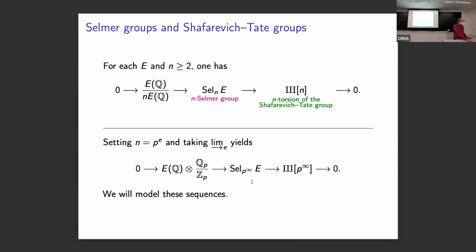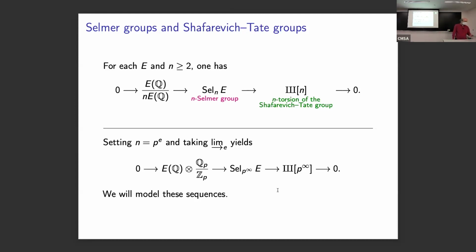And so we'd like to use this sequence and have some probabilistic model that constructs a sequence of Zp modules that behaves the same way as the actual sequences that come from elliptic curves. And so that's going to be the strategy.